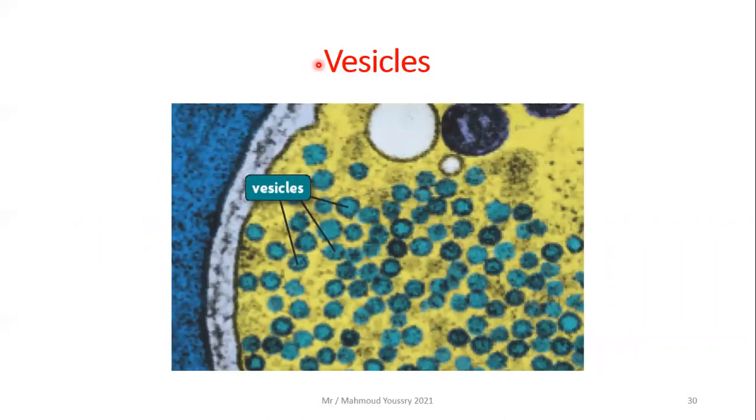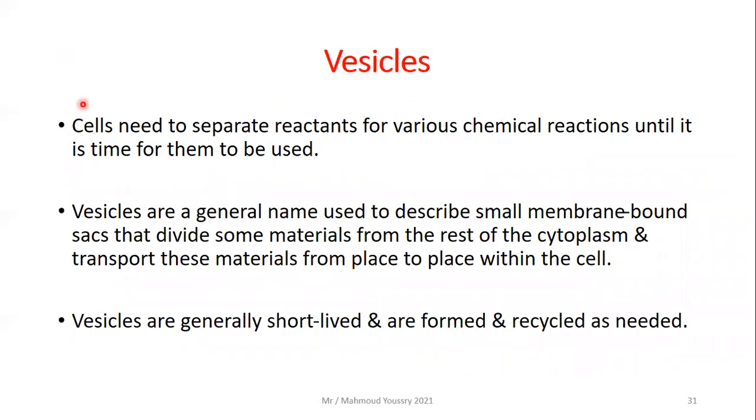Then we move to vesicles. As you can see, these are all called vesicles. What about vesicles? Cells need to separate reactants for various chemical reactions until it is time for them to be used. So the chemical reactants inside any cell need to be separated until the cell needs them or needs the chemical reaction to be done.